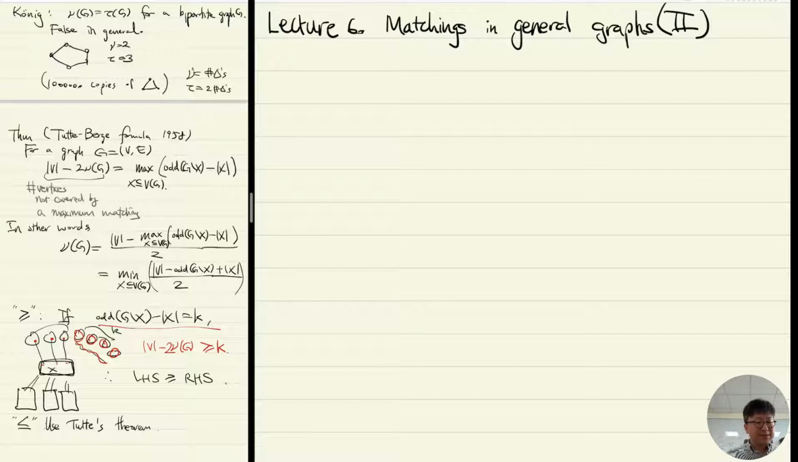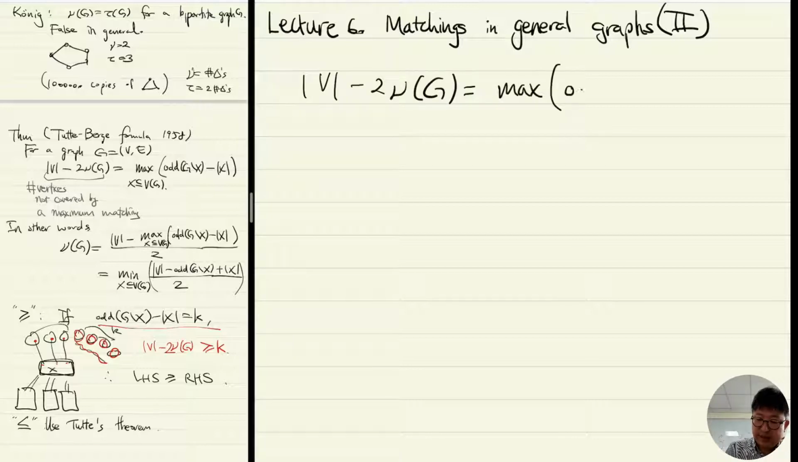So in the previous lecture, we talked about Tutte's formula, which allows us to say the size of maximum matching. Let me rewrite the formula here. The number of vertices of the graph minus twice nu of G is equal to the maximum of the number of odd components in G delete X minus the size of X.